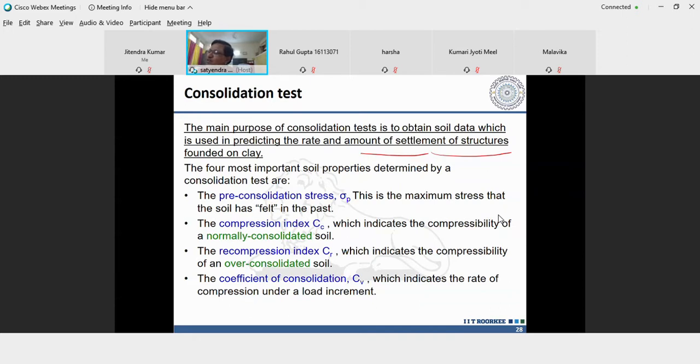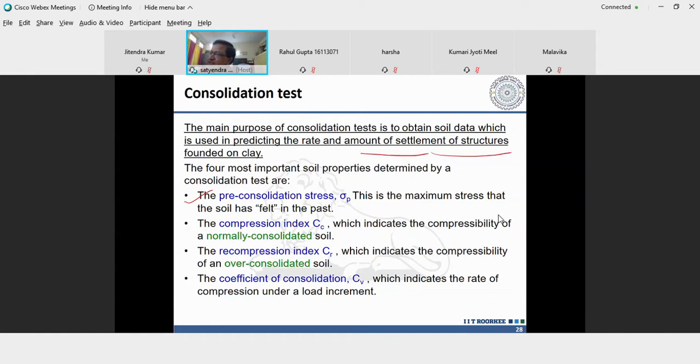The four most important soil properties which are determined by a consolidation test are: number one, the pre-consolidation stress, sigma p. This is the maximum stress that the soil has felt in the past. The second is the compression index, about which I told last time also. This indicates the compressibility of a normally consolidated soil, and the Cc factor is very important for computation of the overall settlement of the clay.